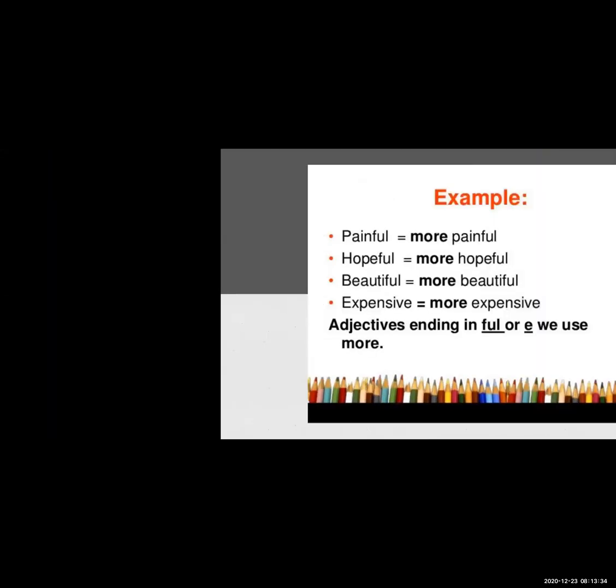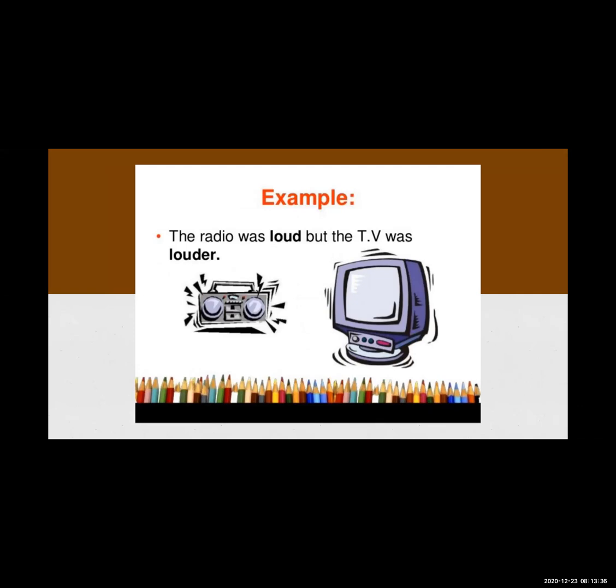Now suppose these are words. Some words we transform by adding er at the end of the word. If you see loud and again louder, the spelling is loud, but only er has been added. So loud becomes louder. Now there are some other words to which we cannot directly add er. So what do we add to them? Let's see.